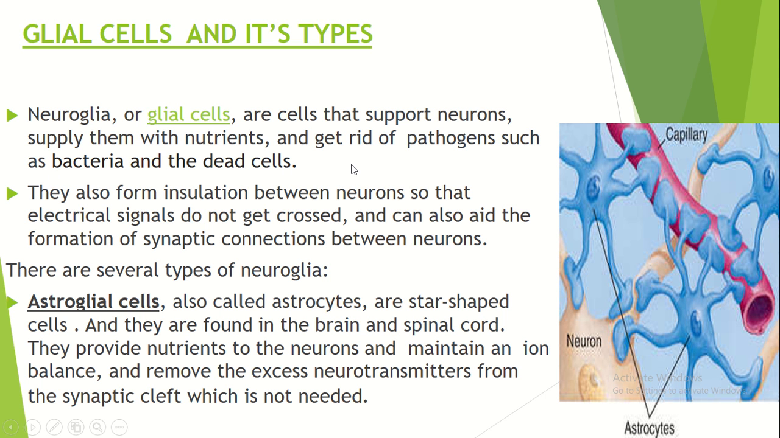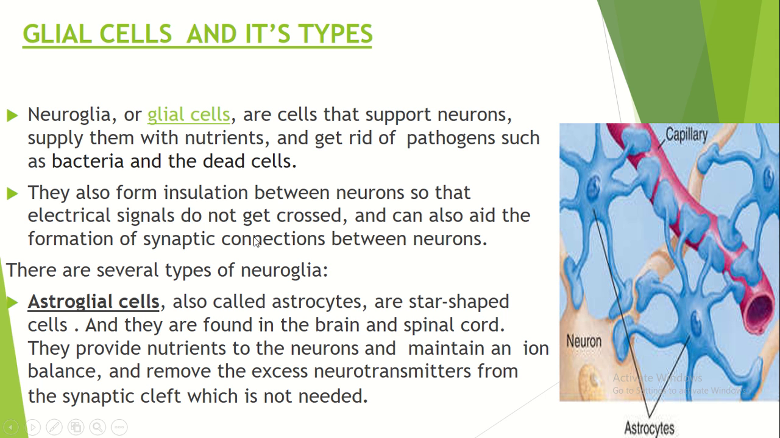If there is some infection, the pathogens will be entering the body. When they attack the neuron, the glial cells help in providing immunity and fight against them. They also form insulation between the neurons, so the electrical signals do not get crossed. It is a protection present around the neuron, so that when there is no need, the signals do not cross.